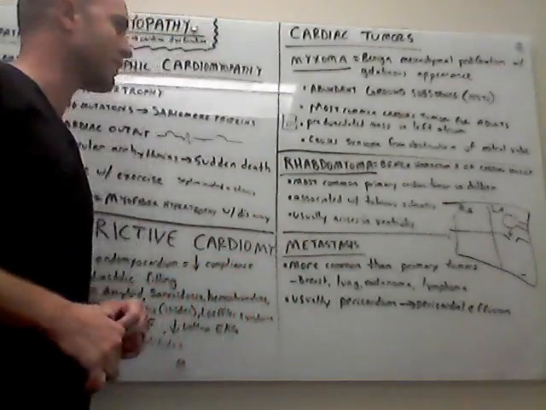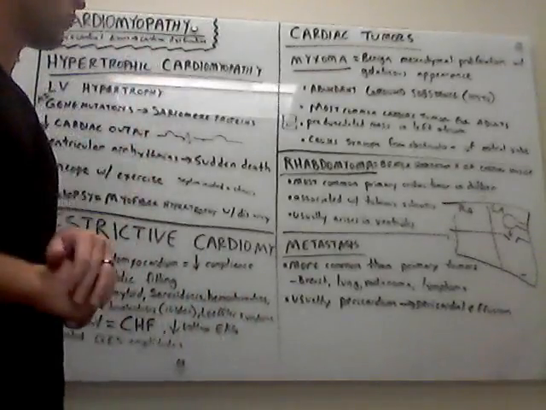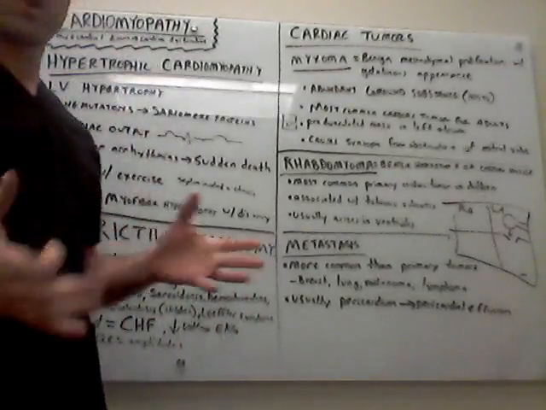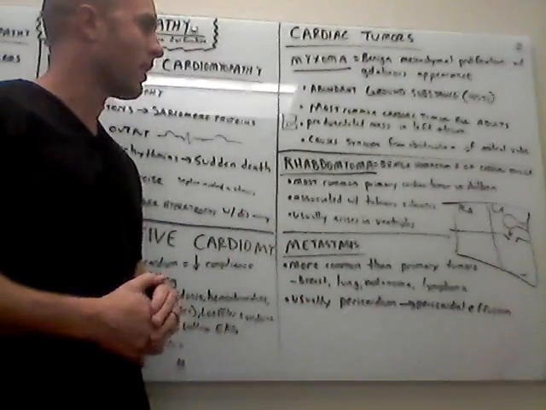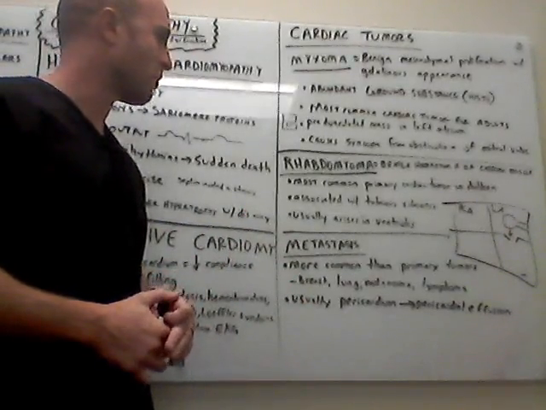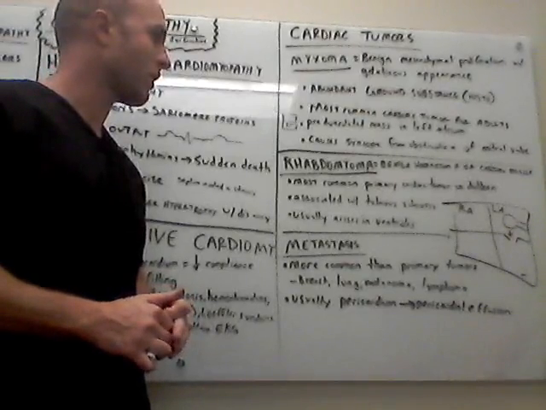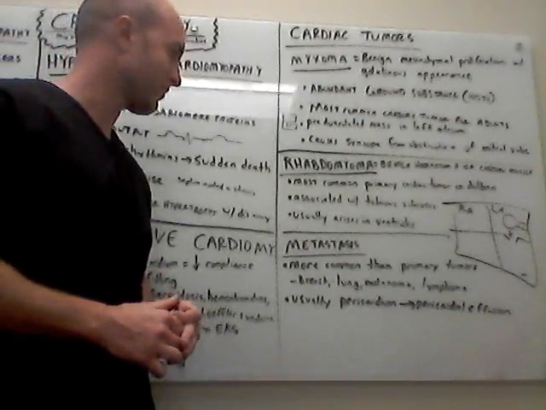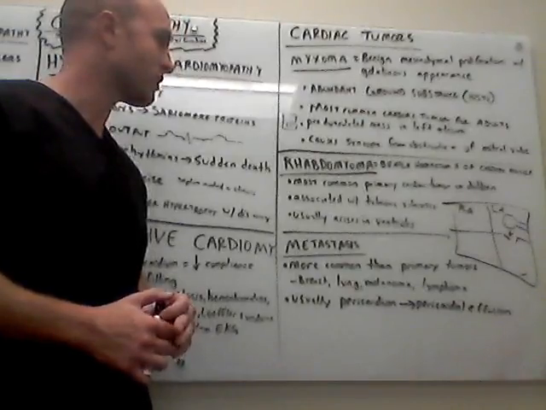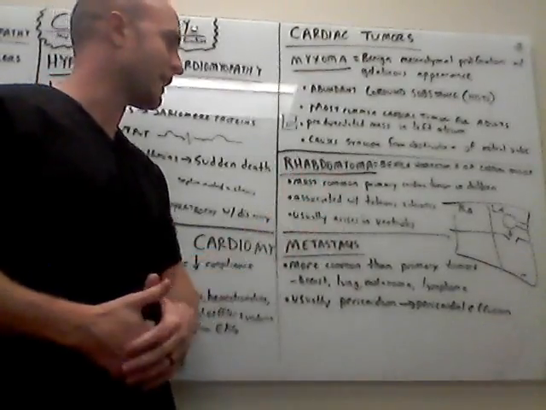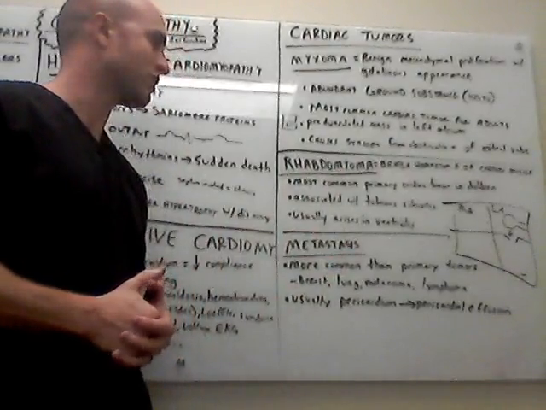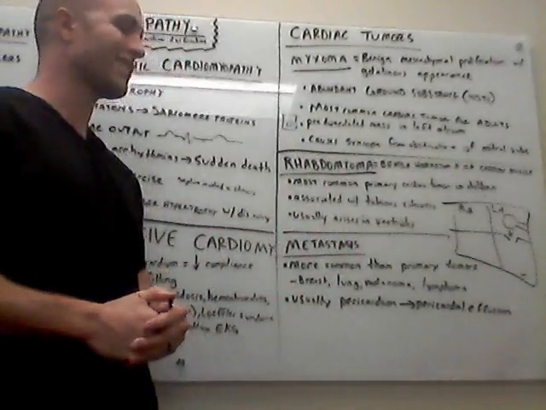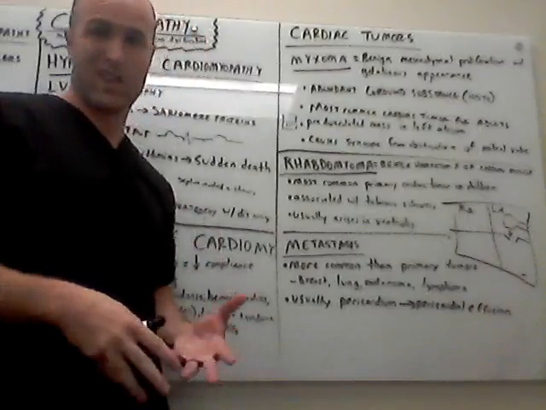So next is the rhabdomyoma. Rhabdo is muscle. Rhabdomyoma is a benign hamartoma of cardiac muscle. Most common primary cardiac tumor in children, associated with tuberous sclerosis. That's apparently high yield to know, that rhabdomyoma is associated with tuberous sclerosis, and it usually arises in the ventricles, which makes sense.